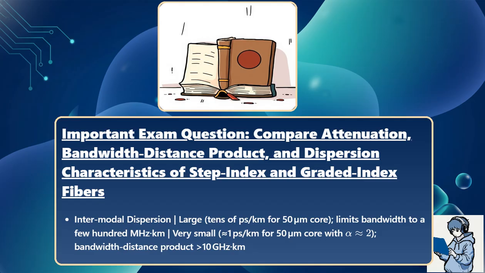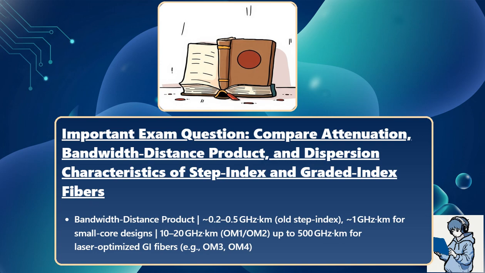Very small, approximately 1 picosecond per kilometer for 50 micrometer core with alpha approximately 2, bandwidth distance product greater than 10 gigahertz kilometer. Bandwidth distance product, about 0.2 to 0.5 gigahertz kilometer for old step index, about 1 gigahertz kilometer for small core designs. 10 to 20 gigahertz kilometer for OM1 or OM2, up to 500 gigahertz kilometer for laser-optimized graded index fibers such as OM3 or OM4.